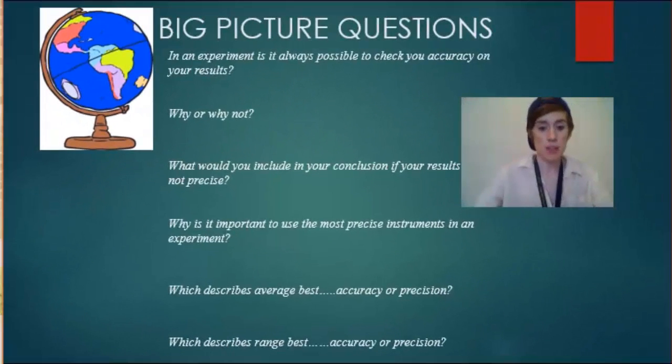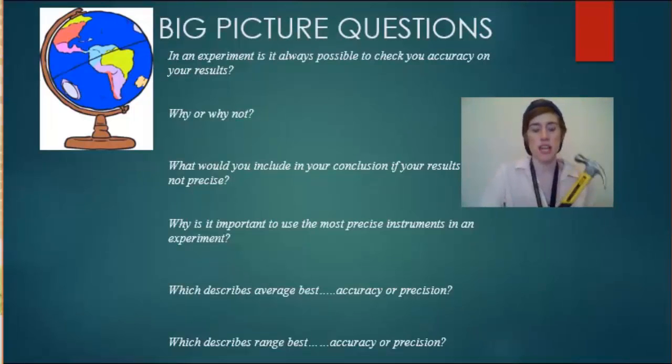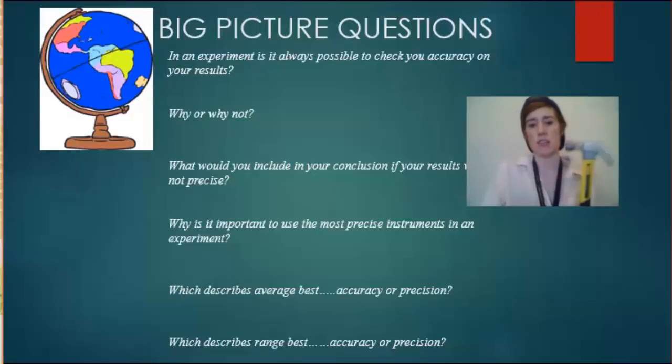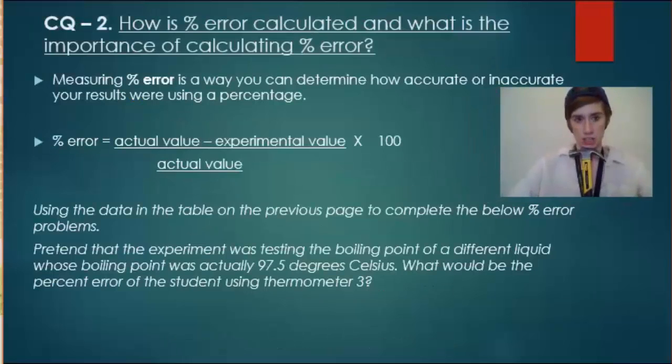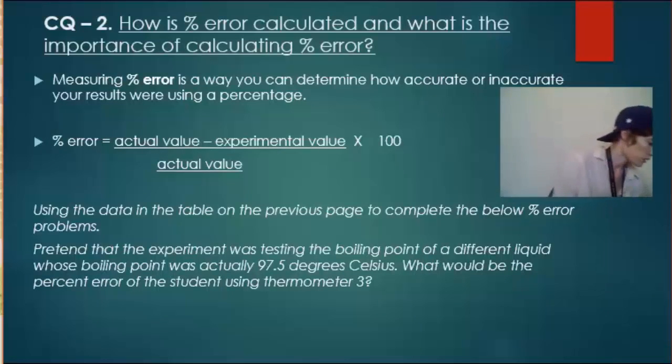Okay, I want you to stop the video right now, take some time, answer your big picture questions, and then start the video again. How is percent error calculated, and what is the importance of calculating percent error? Percent error is a way that you can measure how accurate or inaccurate you were in your results by using percentage.